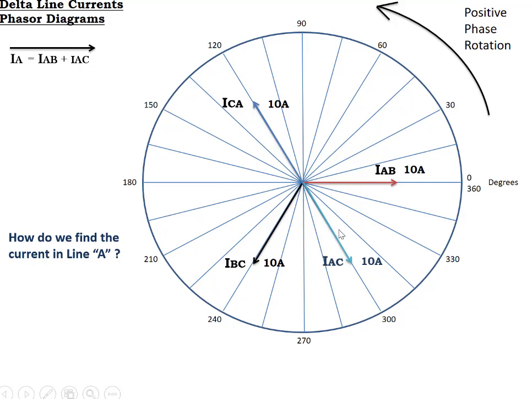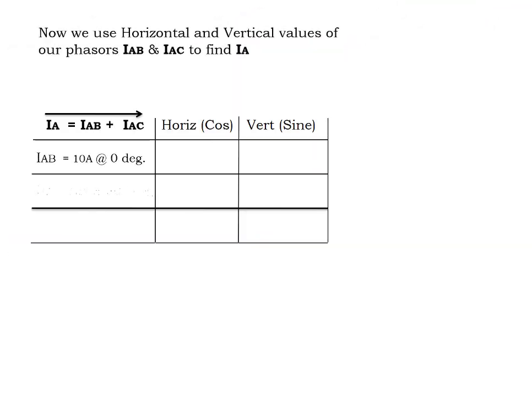So the two phase currents I add up are A to B at 0 degrees and A to C at 300 degrees. And then we just simply put together our horizontal vertical table to figure out, for the 10 amps for phase A to B at 0 degrees, how much is horizontal, how much is vertical. 10 amps times cos 0 degrees will tell me what the horizontal part is. 10 amps times sine of 0 degrees will tell me what the vertical part of it is.